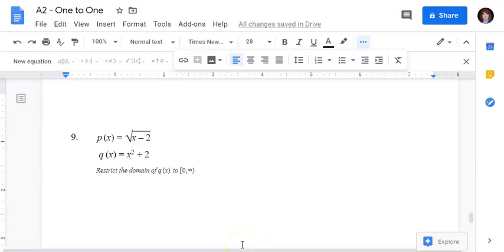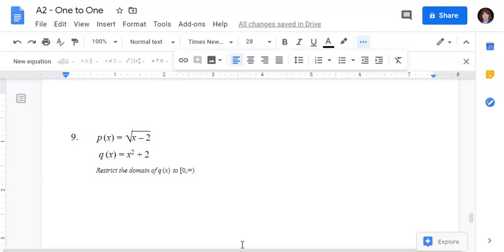Question 9. P of x is equal to the square root of x minus 2, and q of x is equal to x squared plus 2. Now on this one, we will need to restrict the domain of q of x because that is a parabola, which we know is not a one-to-one function. So it is restricted 0 to infinity, and of course another way to write that is x is greater than or equal to 0.